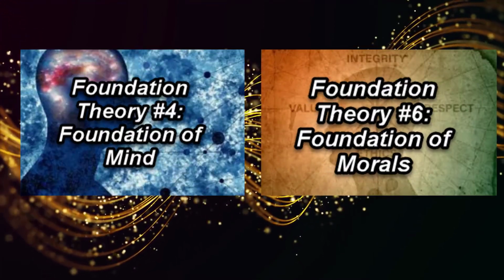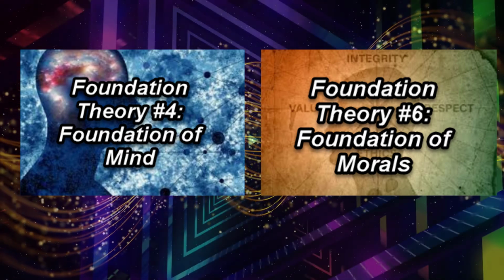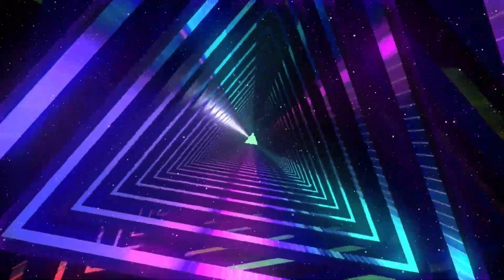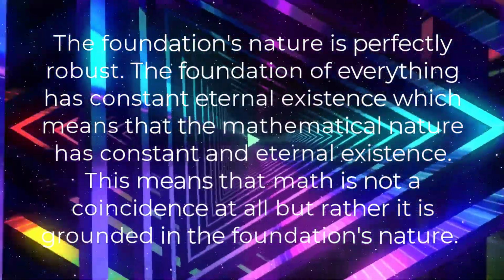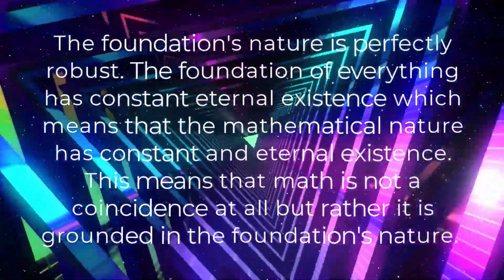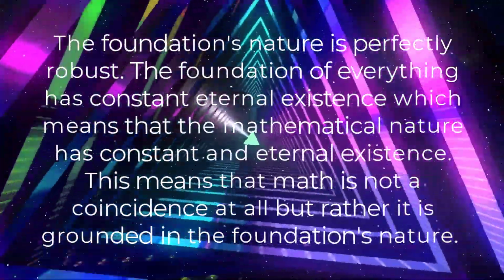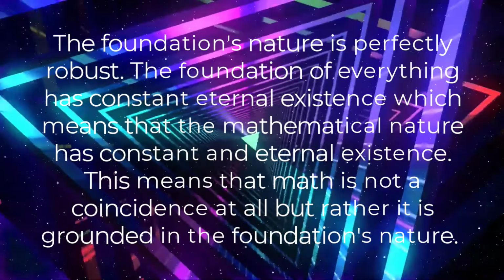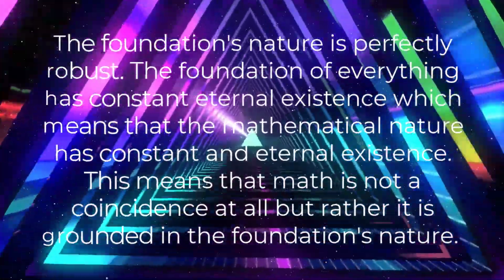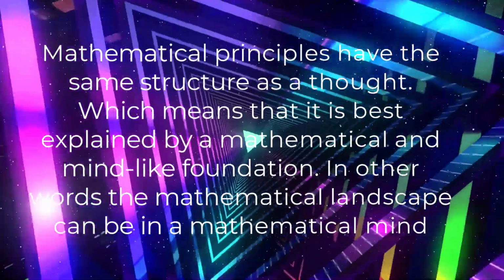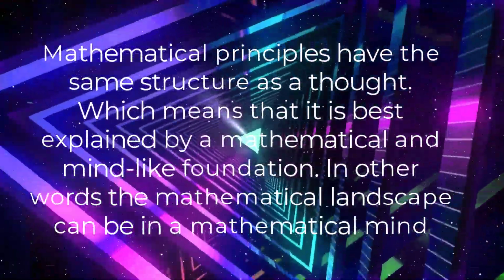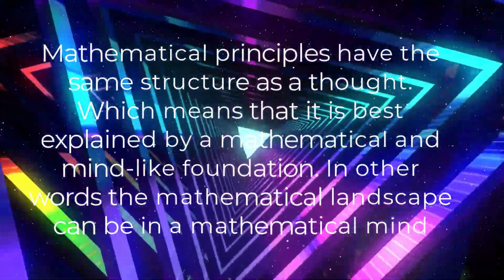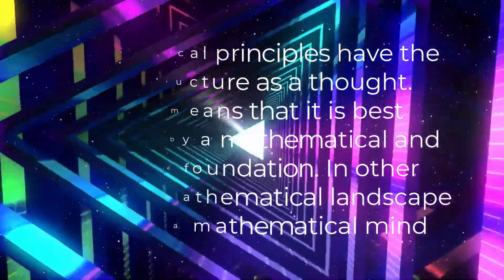We have already seen in previous videos how the foundation theory can be the foundation for the mental and moral dimensions of our world. The same is true for mathematics. A foundation's nature is perfectly robust. A foundation of everything has constant, eternal existence, which means that the mathematical nature has constant and eternal existence. This means that math is not a coincidence at all, but rather it is grounded in the foundation's nature. Mathematical principles have the same structure as a thought, which means that it is best explained by a mathematical and mind-like foundation. In other words, the mathematical landscape can be in a mathematical mind.